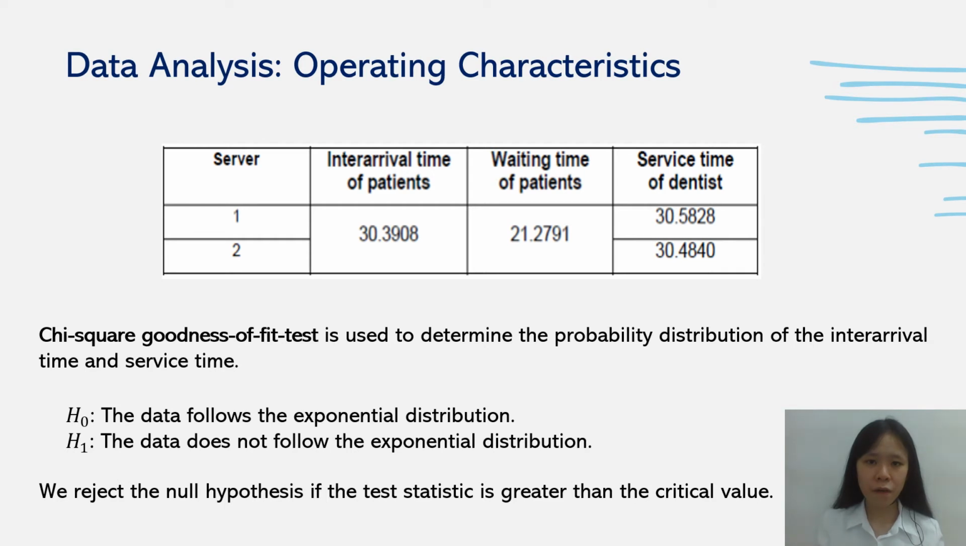Next, the means of operating characteristics, including inter-arrival time, waiting time, and service time of each server, are shown in the table. In this project, we use the chi-square goodness of fit test to determine the probability distribution of the inter-arrival time and service time. The null hypothesis is that the data follows the exponential distribution, while the alternative hypothesis is that the data does not follow the exponential distribution. So we will reject the null hypothesis if the test statistic is greater than the critical value.